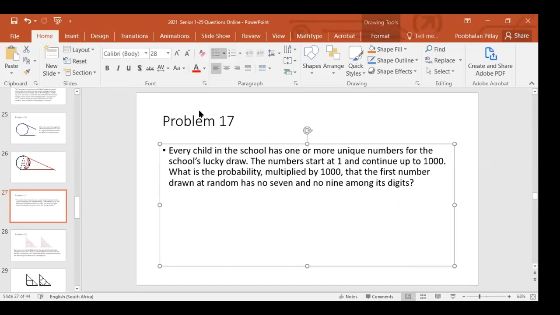So it's 512 over 1,000 times 1,000, because the probability is 512 over 1,000. That's the chance of picking a number which has got no 7s and no 9s, because there are 512 such numbers. So the chance of picking one of them is 512 in 1,000. That's the probability. And therefore, the question says you must multiply that by 1,000. So the answer is 512. Okay. The next problem.